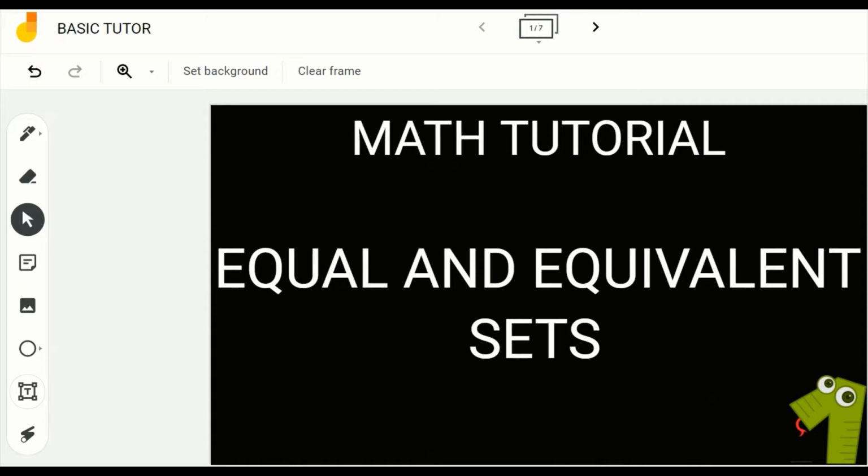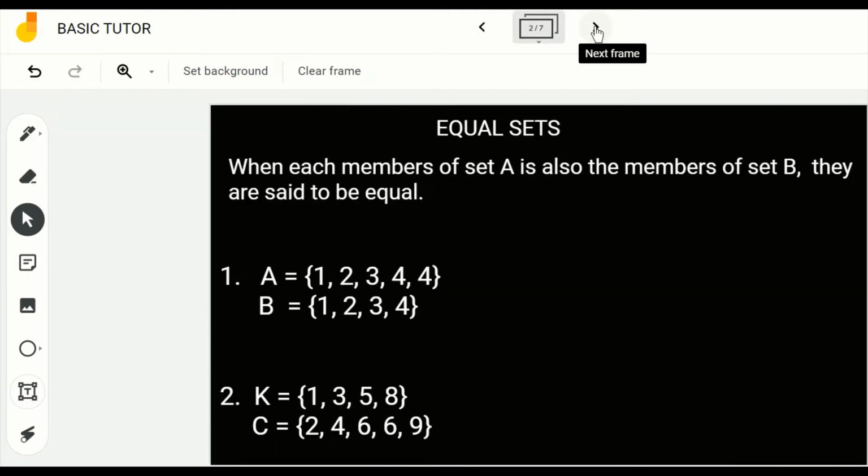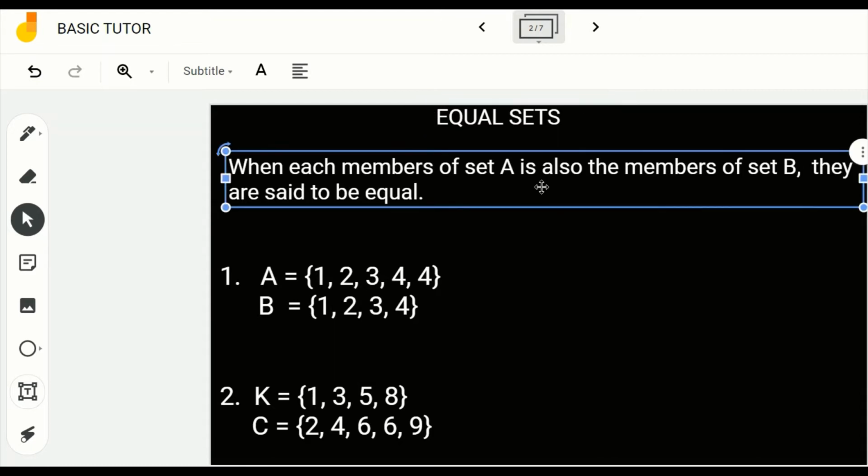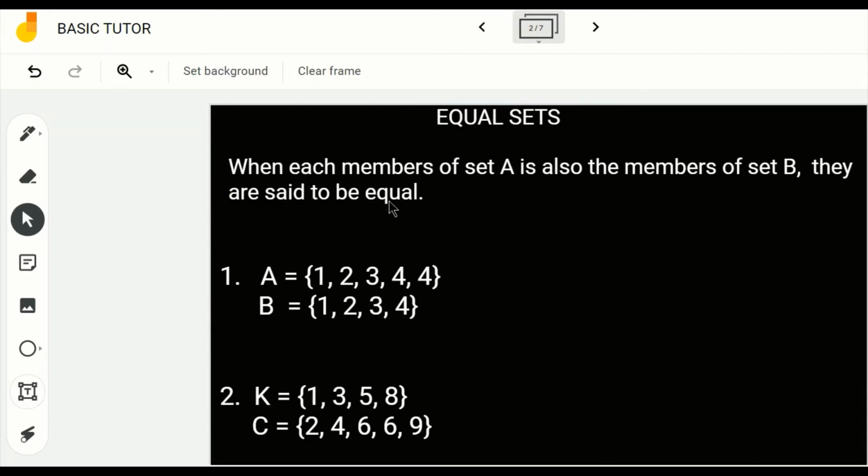To today's video. In this video we shall be looking at equal and equivalent sets. Now let's start with equal sets. What are equal sets? When each member of a set, like for example set A, is also a member of set B, then that set is said to be an equal set.